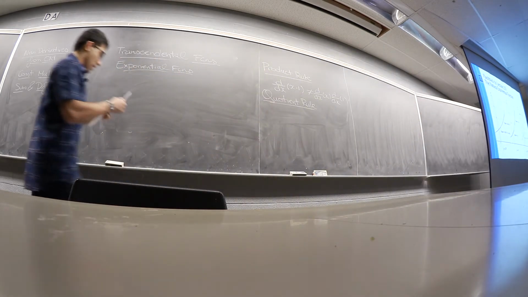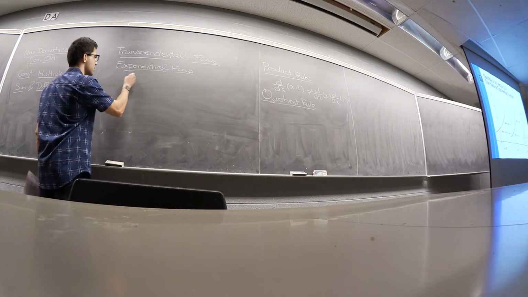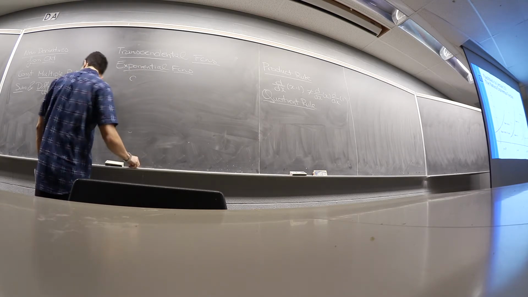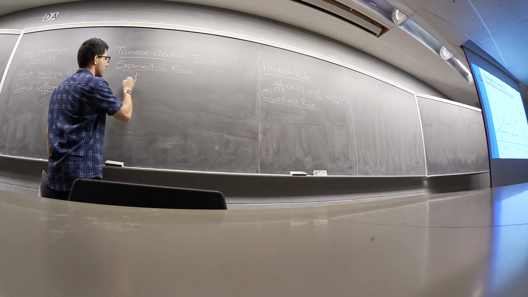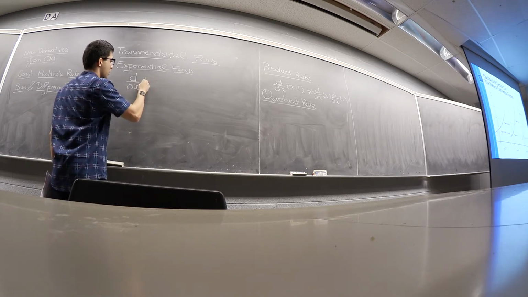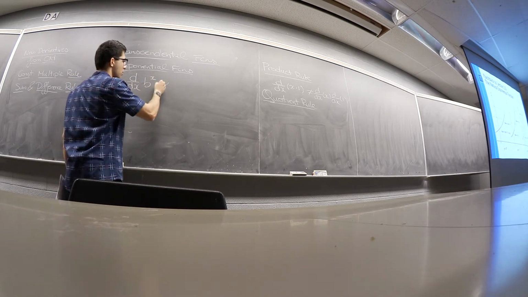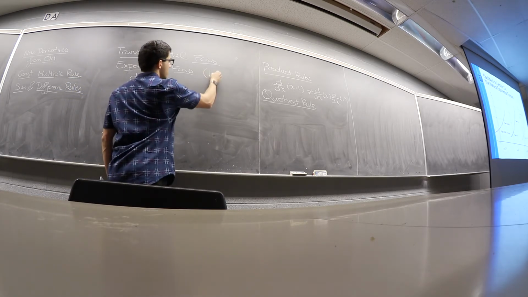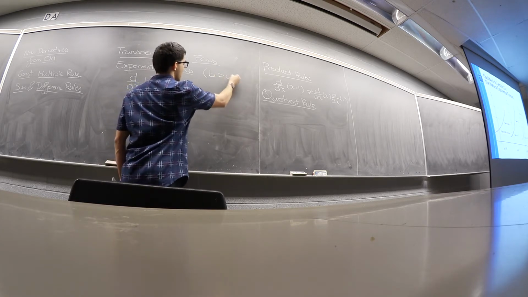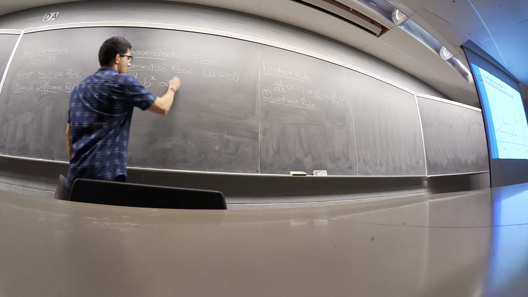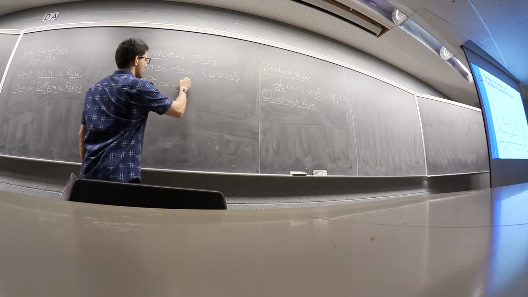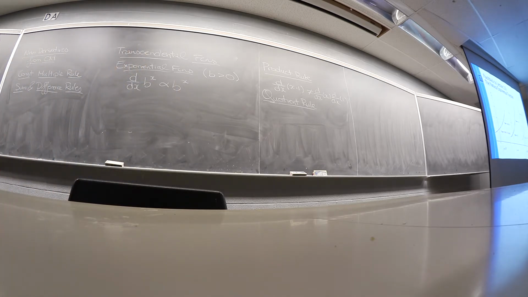That kind of thing we can now phrase like this. The derivative of an exponential function is proportional, and all my exponentials are going to be positive as usual, the derivative of an exponential function is proportional to the value of the exponential function.